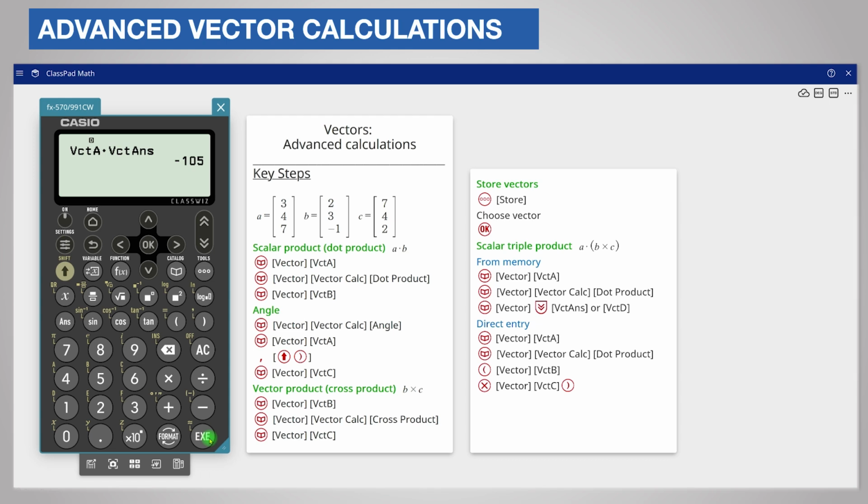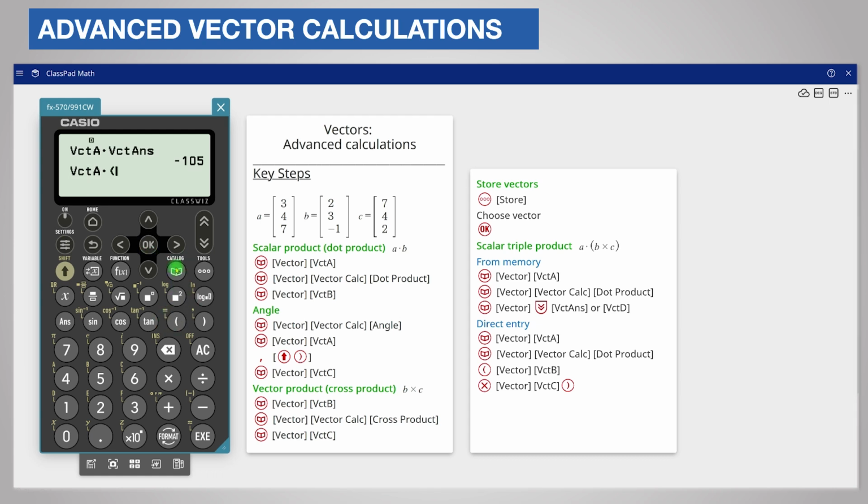The other way is to calculate the scalar triple product directly. Recall vector A, which is our first vector, and then choose Dot Product from Vector Calculation. Now start a bracket for the cross product.